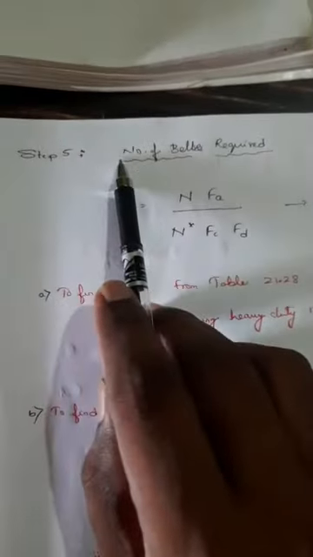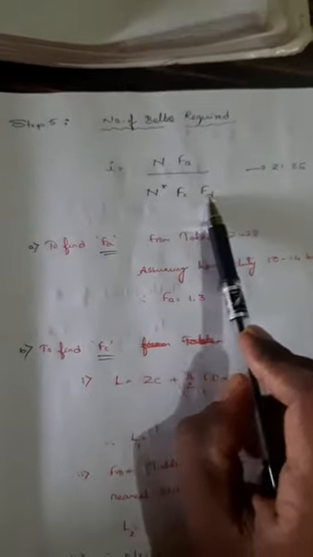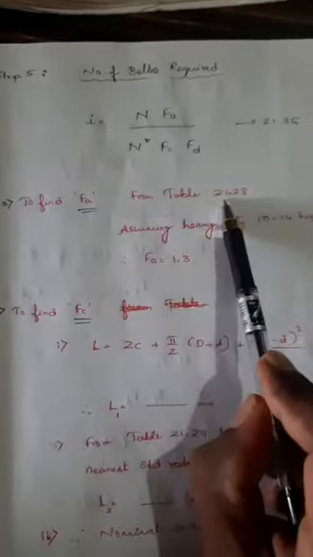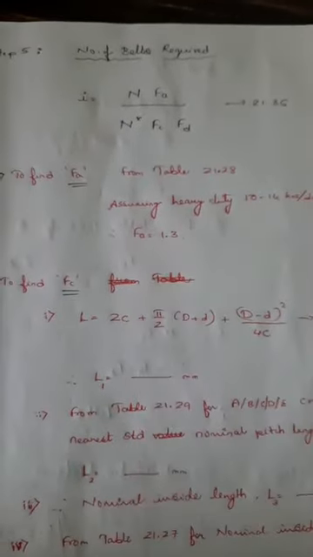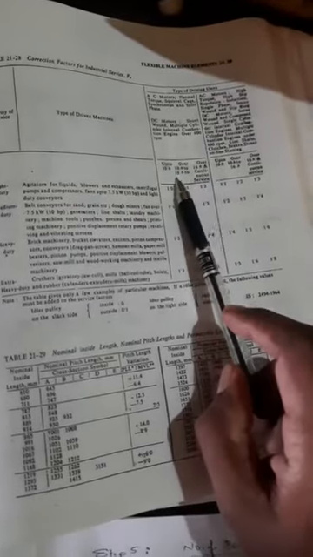Step 5, find the number of belts required. The number of belts I equals N FA upon N dash FC into FD. First find FA, so refer to table 21.28. Assuming heavy duty and 10 to 16 hours per day, select the FA values, 1.3 or 1.5, usually looking at the second column.